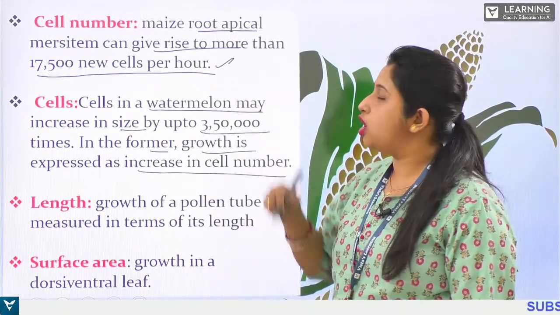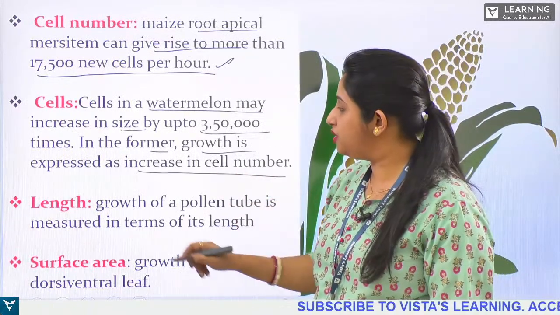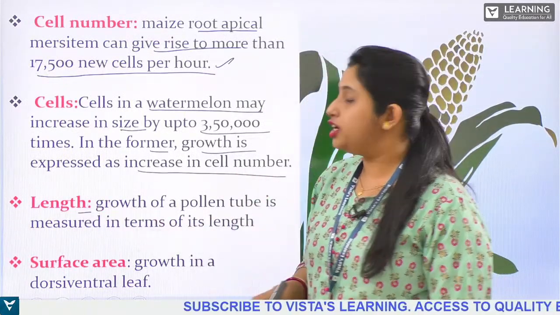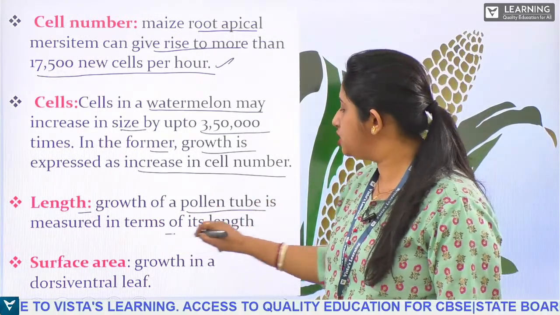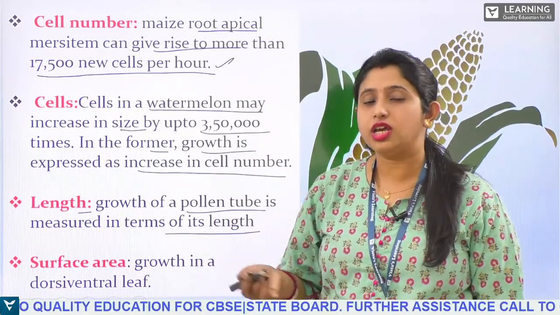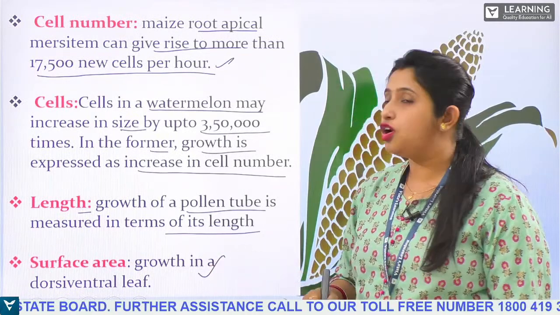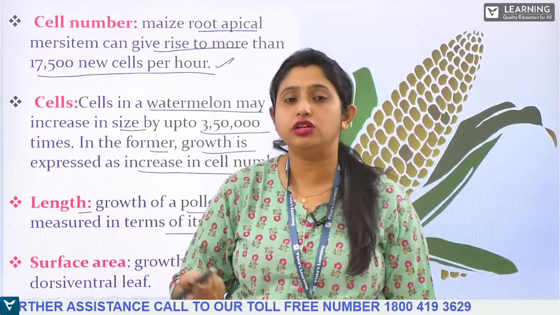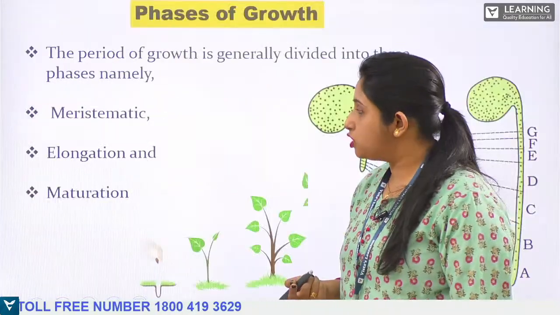So here the growth occurred in case of increase in cell number. Yeah, the cell number increased. Okay. Now length. Depending on the length also, the growth of a pollen tube is measured in terms of its length. So the pollen tube growth can be measured in terms of the length. And the surface area, in case of the leaf, you can measure the growth by measuring the surface area. Okay. So in case of dorsiventral leaf.